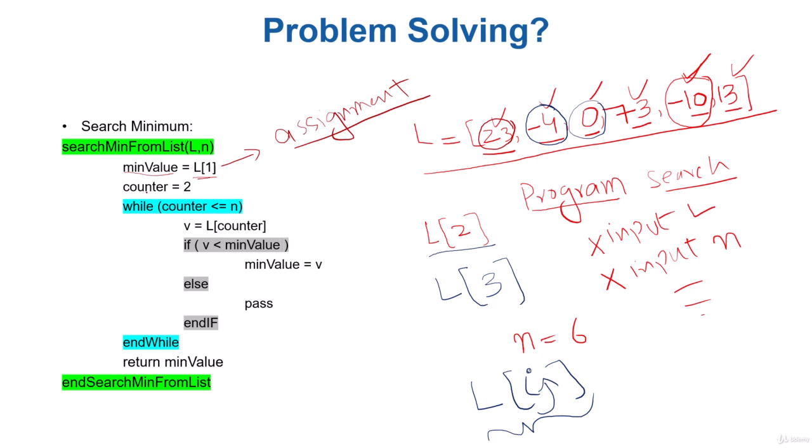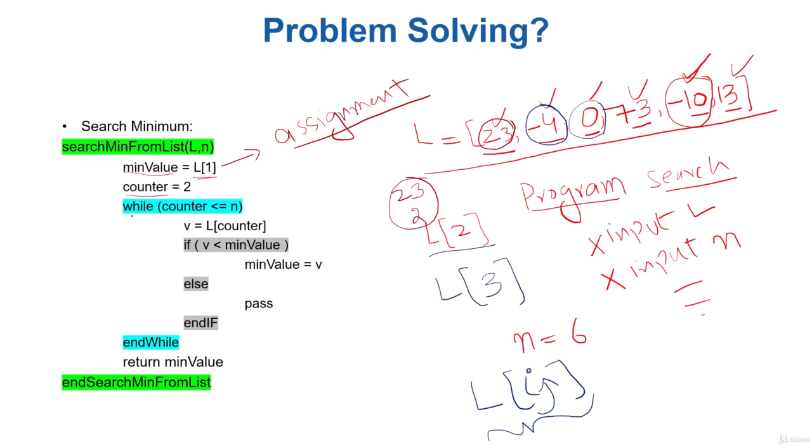Let's declare another variable which is called counter. We may need this counter, and let's declare this with 2. Why we are declaring this with 2? It will become clear later on. So right now for this particular list, the min value takes the value 23, and counter takes the value 2. These are the values for these 2 variables.